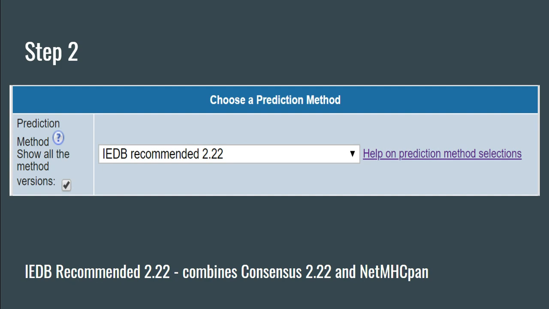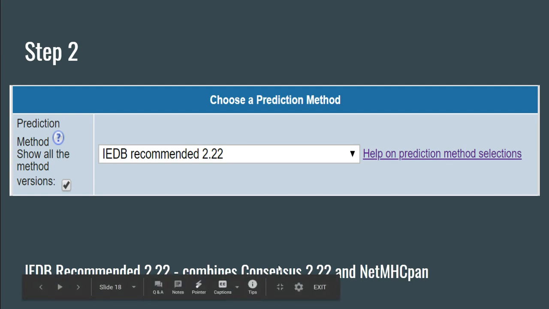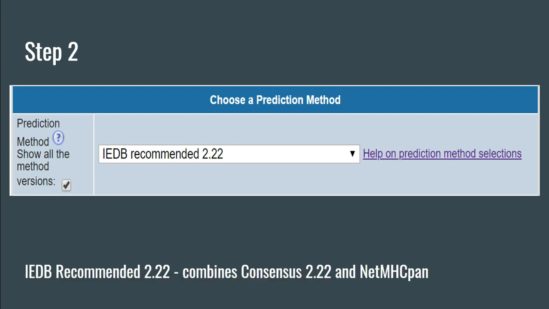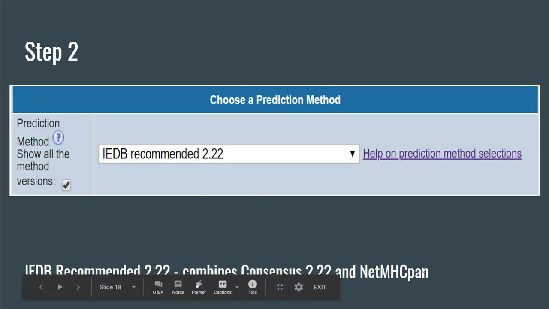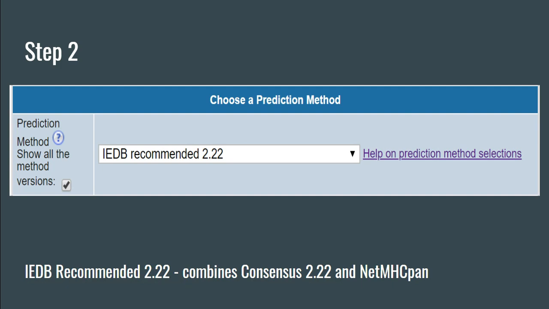Next, I decided to use the IEDB recommended 2.22 method, as it includes all of my alleles and uses 2 of the best epitope prediction algorithms. Consensus combines many algorithms into one score. And NetMHCpan is a machine learning algorithm that can predict binding percentiles based on an epitope's affinity for the MHC binding pocket. All of this information is available on the IEDB website.